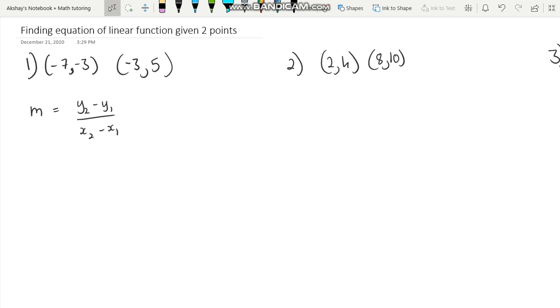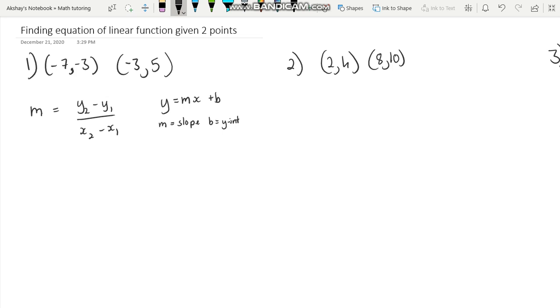So in this video we're going to be looking at finding the equation of a linear function given 2 points. In our first example we're given the 2 points (-7, -3) and (-3, 5). To find our function, which would be in the form y is equal to mx plus b, with of course m being our slope and b being our y-intercept.